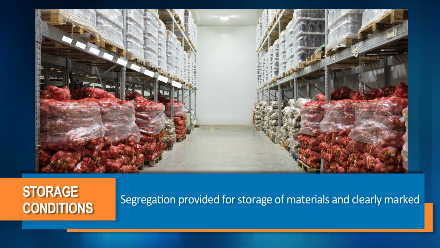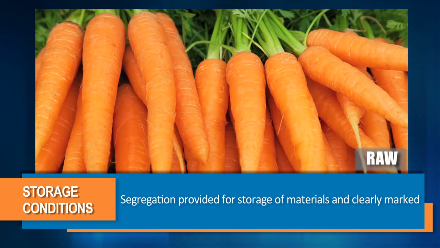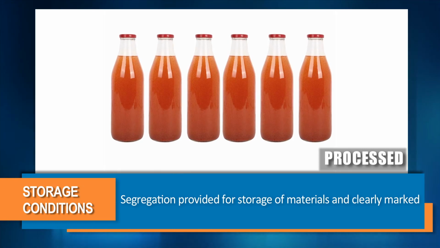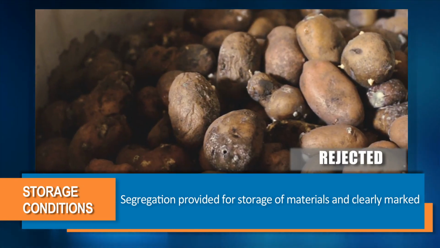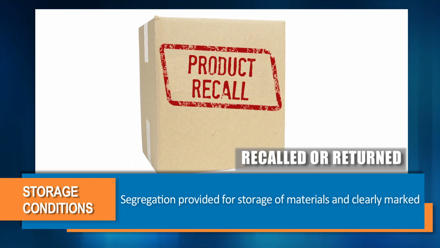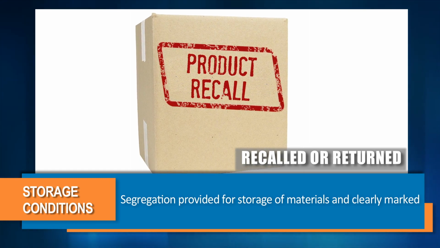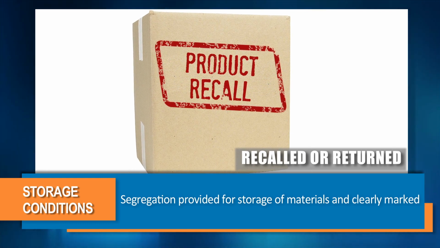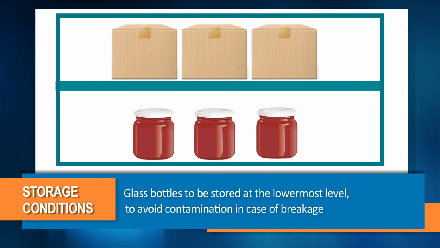Segregation shall be provided for the storage of raw, processed, rejected, recalled, or returned materials or products and shall be clearly marked. As a good practice, all glass bottles should be stored at the lowermost level to avoid contamination in case of breakage.